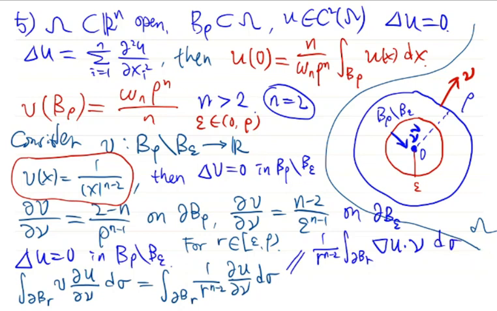Then applying the divergence theorem, this will give us r^(n-2) times the integral over the ball of the divergence of the gradient of u. But the divergence of the gradient is just the Laplacian. So the Laplacian of u is 0, so the result is 0. This is a computation we need in our next computation. This is a preparation for our computation.